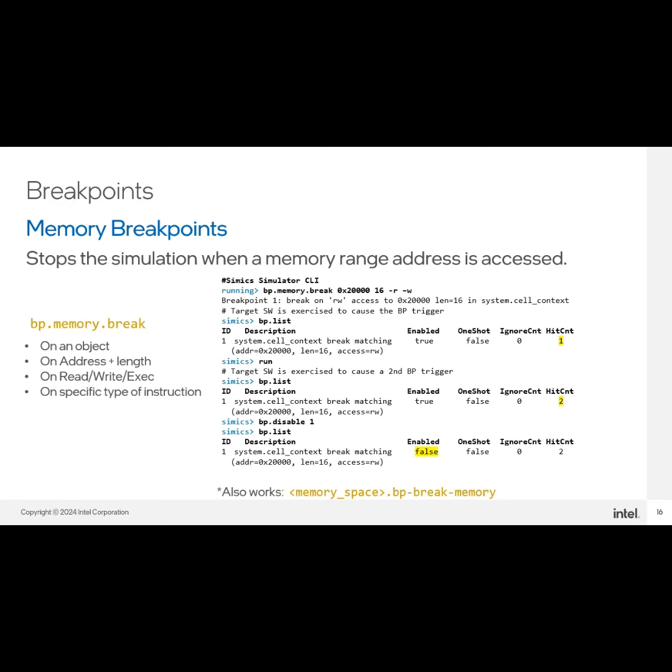This example of memory breakpoint shows the use of Intel Simics CLI to establish a breakpoint for a memory range address being accessed. Then the command bp.list is being used to see the information about the breakpoint and its counts. Then the simulation has been started once again. The word running in the CLI prompt indicates that the simulation is running as the normal hardware would do. Then there is a second exercise of the breakpoint trigger. You can see that the hit count increased to 2 in the summary table. The command bp.disable is used to change the status of the breakpoint and continue with the simulation.